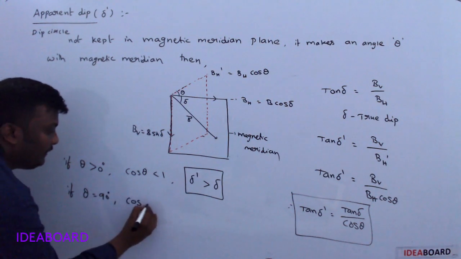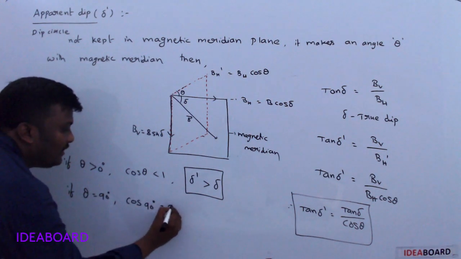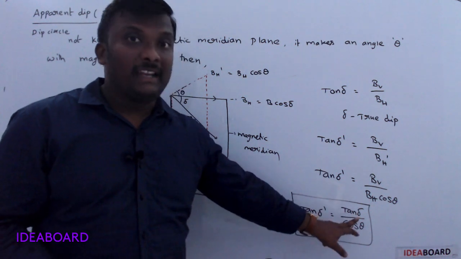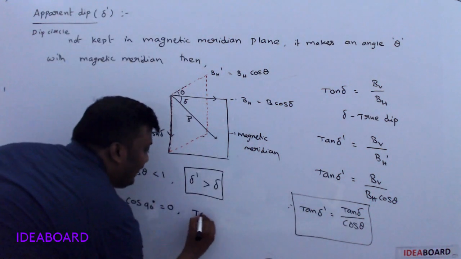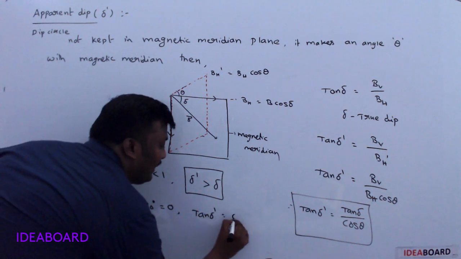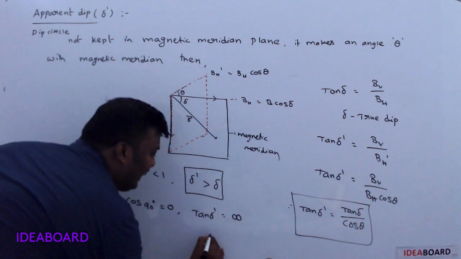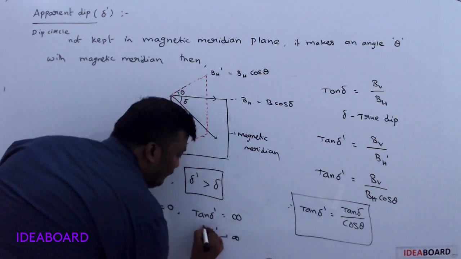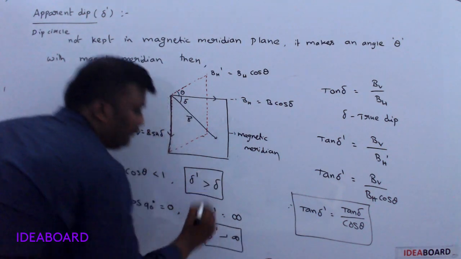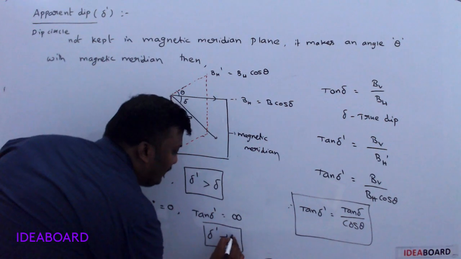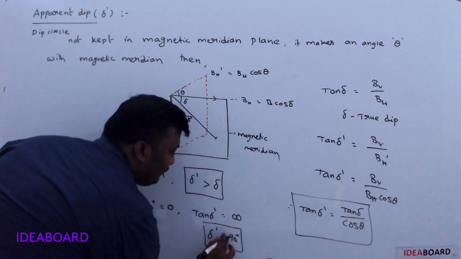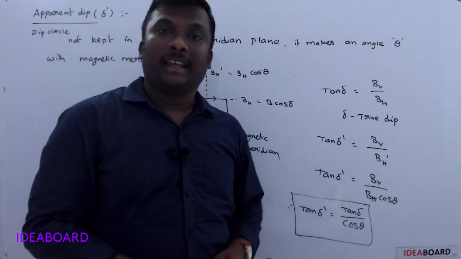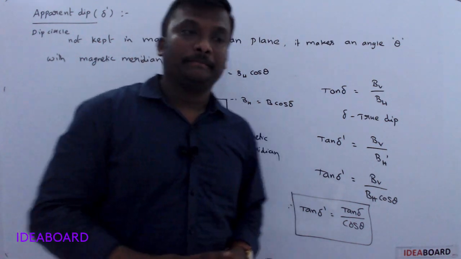Okay. If theta is 90, cos 90 value is 0 na. Anything by 0 comes infinity. That indicates tan delta dash value is infinity. Then delta dash value is also infinity. Sorry, delta dash value is 90 degree. Clear? This is about the apparent dip.